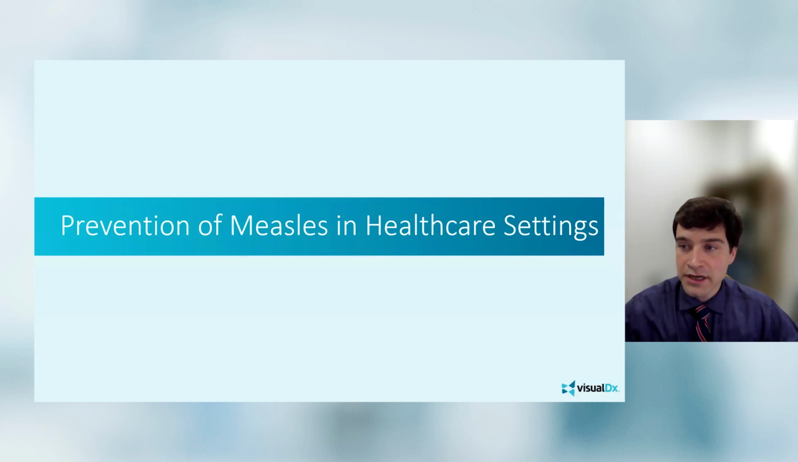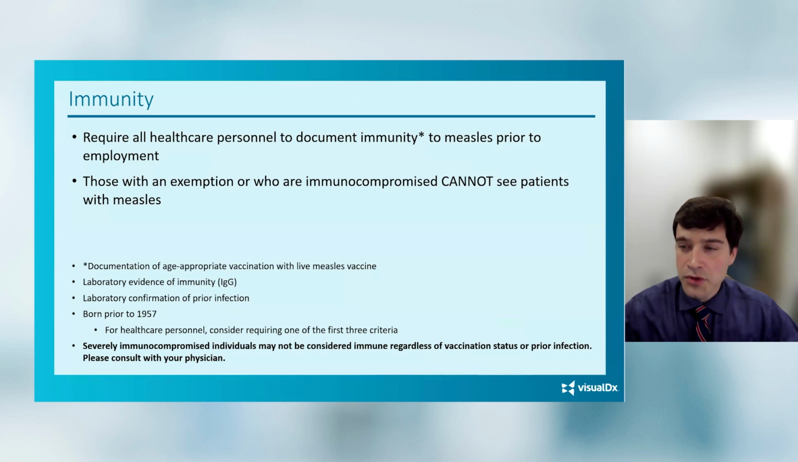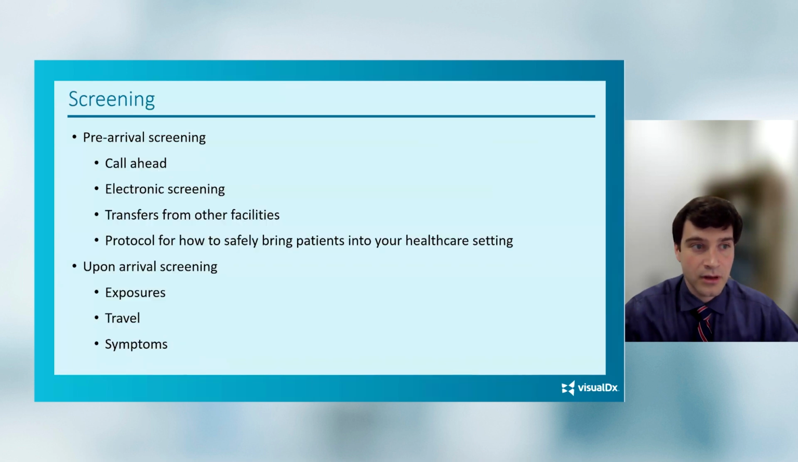So how do you prevent measles in healthcare settings? There's several strategies that you can use here. One of the most important is making sure all healthcare workers are immune to measles. So you want to make sure all healthcare personnel document immunity to measles prior to employment. Although those who have an exemption or who are immunocompromised should not see patients with measles, even if they can wear the appropriate PPE. Those people should be excluded from seeing patients with measles.